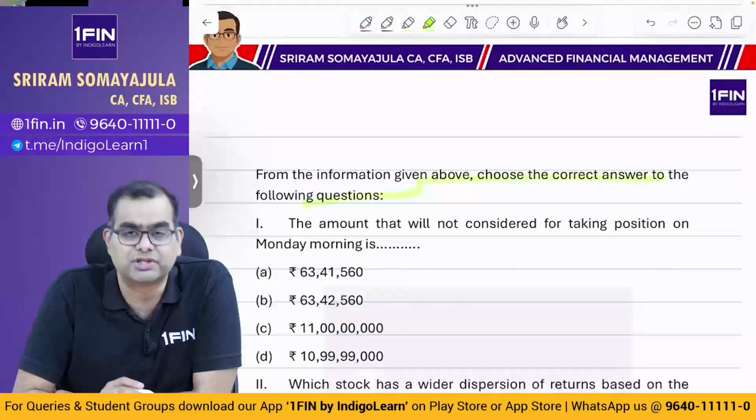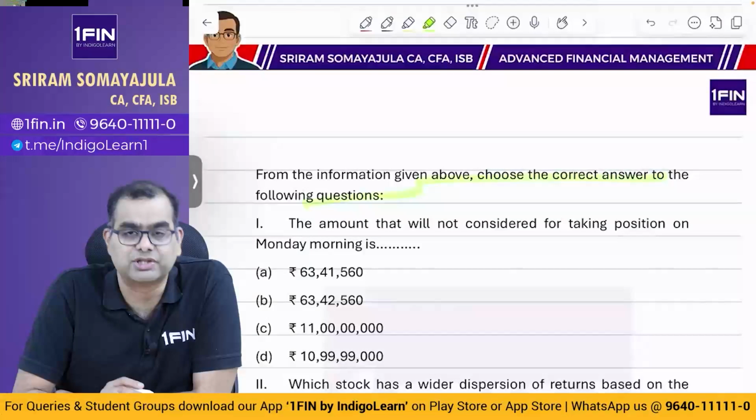X bar is you basically multiply the 6 into 0.1, 7 into 0.25 like that. So I will call this A bar is equal to 6 into 0.1 plus 7 into 0.25 plus 8 into 0.3 plus 9 into 0.25 plus 10 into 0.1. You get 8.